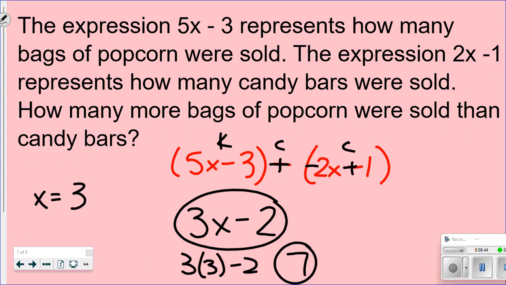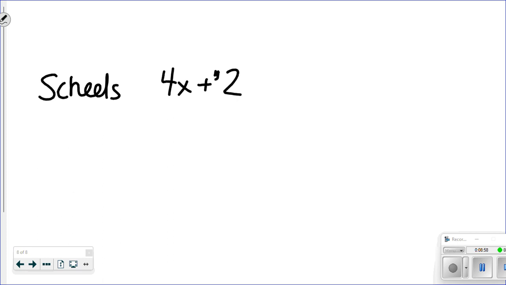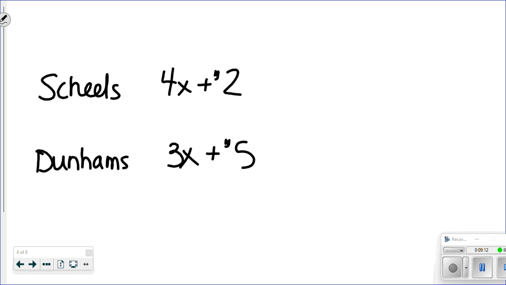All right, I'm going to do one more story problem for you. So let's say you're going to buy a pair of socks, and let's say you're going to buy it from Scheels. In Scheels, you're going to buy them online, and it costs $4 for every pair of socks, but they're going to charge you $2 shipping, okay? And you're going to also buy some from Dunham's, and they're going to charge you, same socks, $3 for a pair of socks, but they're going to charge you $5 shipping.